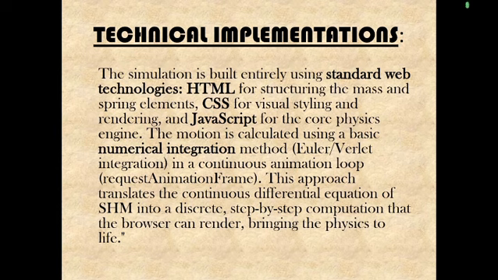Now we'll be coming to the technical implementation. The simulation is built entirely using standard web technologies. The first one is HTML for structuring the mass and spring elements. Second is CSS for visual styling and rendering, and JavaScript for the core physics engine. The motion is calculated using a basic numerical integration method, the Euler method, in a continuous animation loop. This approach translates the continuous differential equation of SHM into a discrete step-by-step computation that the browser can render, bringing the physics to life.